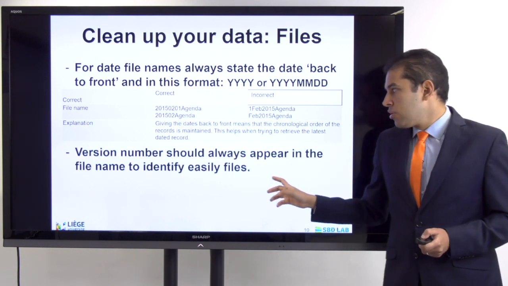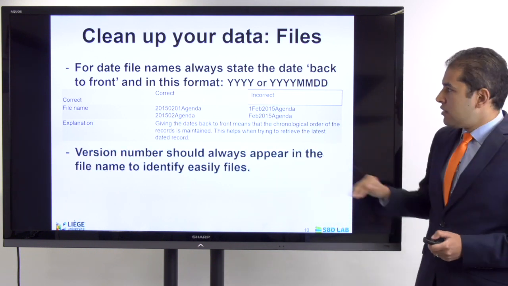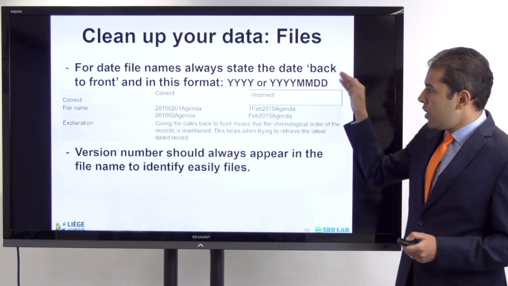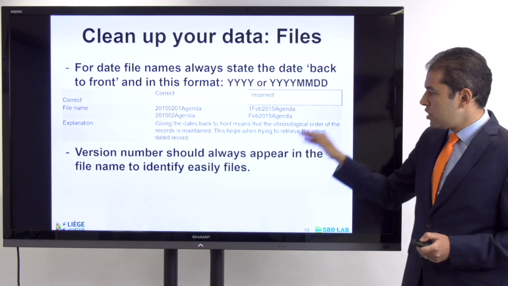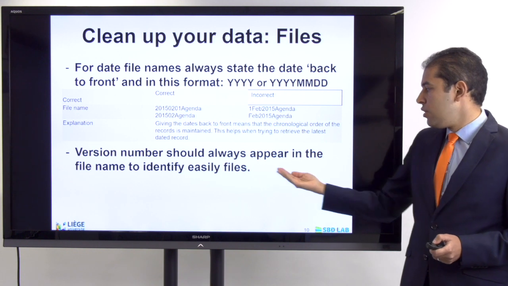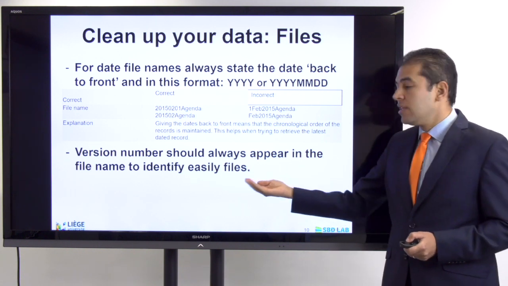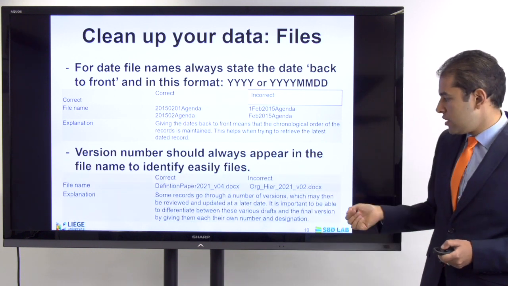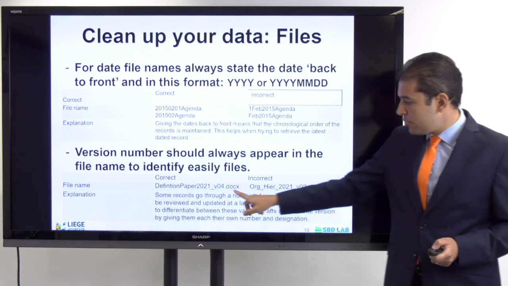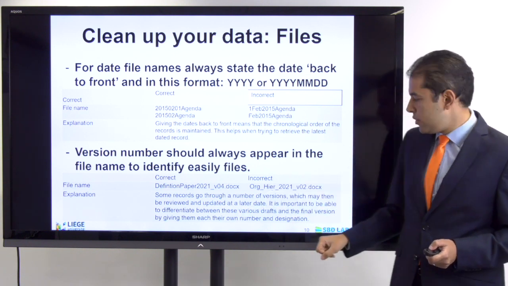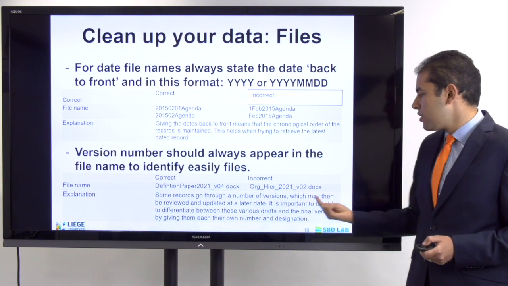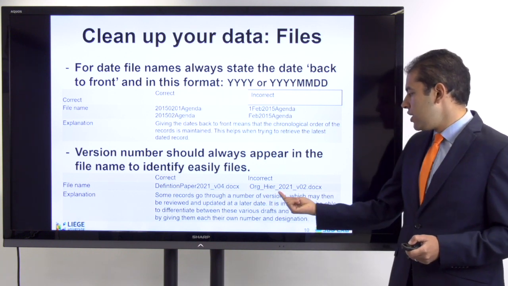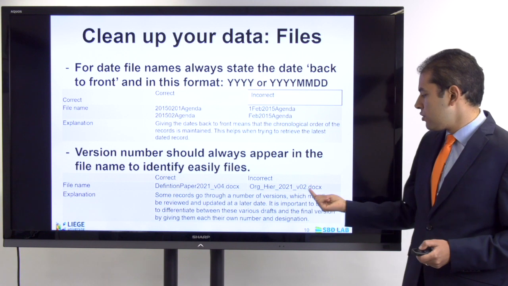The version number is another aspect that you can add. Some people save their files by date numbers, and some people do it with version numbers, which should always appear in the file name to identify the files easily. This is an example. When I say version number, as you can see, V04 for example, in this case, this is the wrong or incorrect naming: org underscore here underscore 2021 underscore V02.